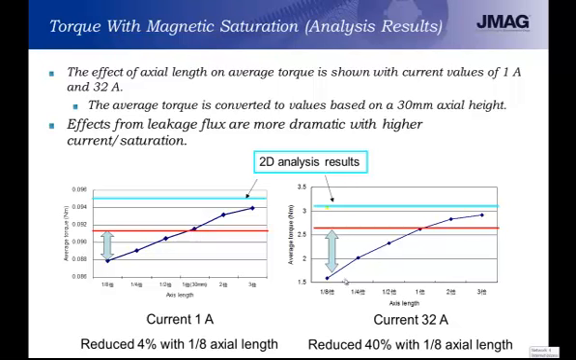But if we increase that applied current to 32 amps, we can see that the average torque drops by more than 40%. So, if we look at the results from this analysis, we can see that for smaller or decreasing aspect ratio models, it's absolutely necessary to do a 3D analysis instead of relying on a 2D model or extrapolating based on a higher aspect ratio model's results.